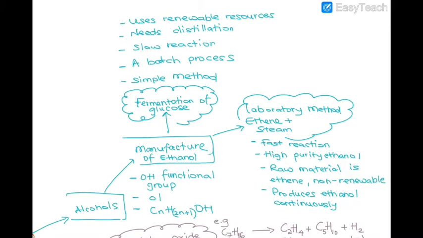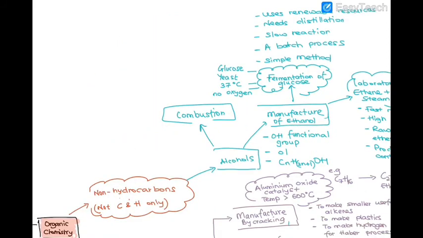So you just use yeast in there. You need glucose, yeast, absence of oxygen, and a temperature of 37 degrees Celsius. And you get carbon dioxide and ethanol as the product. The carbon dioxide will escape, the ethanol will stay in the mixture.